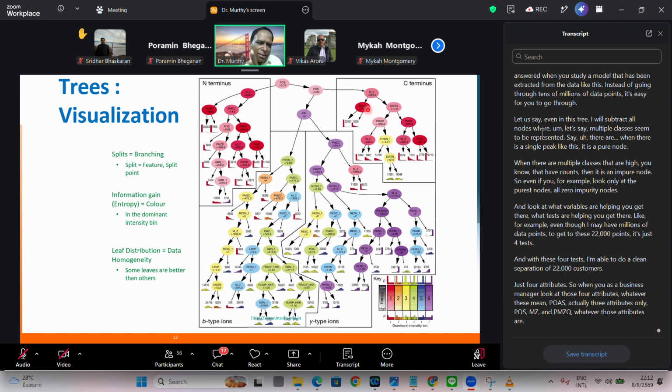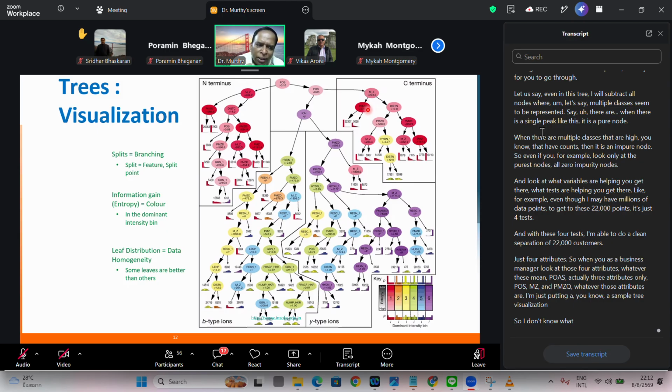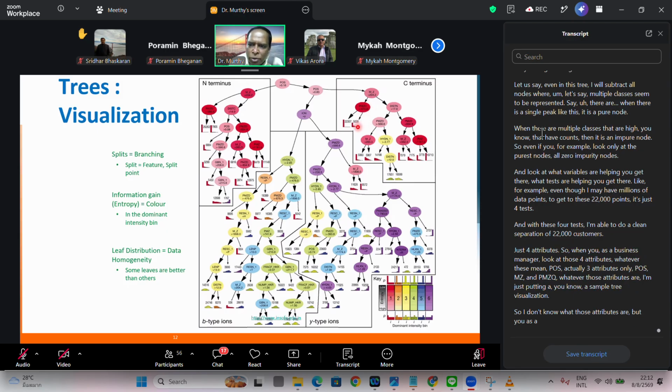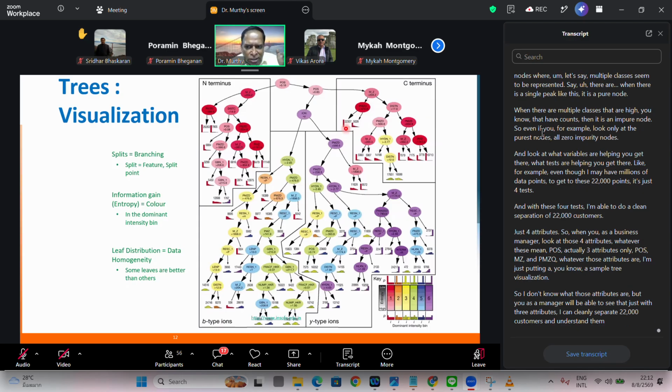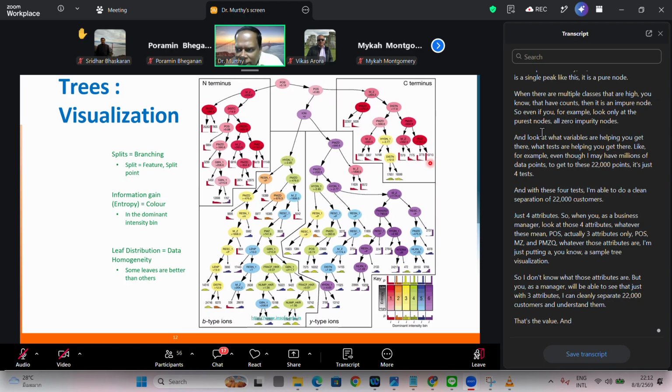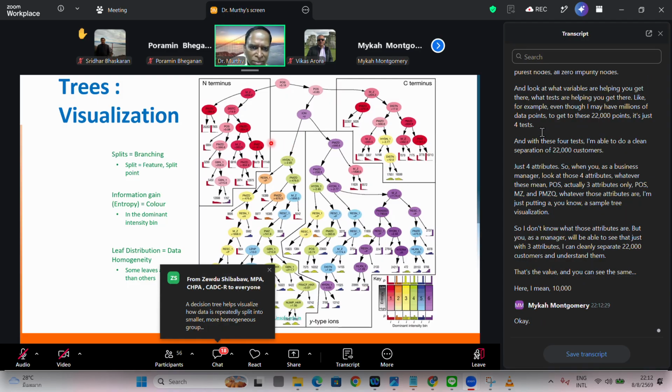I'm just putting a sample tree visualization. So I don't know what those attributes are. But you as a manager will be able to see that just with 3 attributes, I can cleanly separate 22,000 customers and understand them. That's the value. And you can see the same thing here. I mean, 10,000 people, different, that's the point.